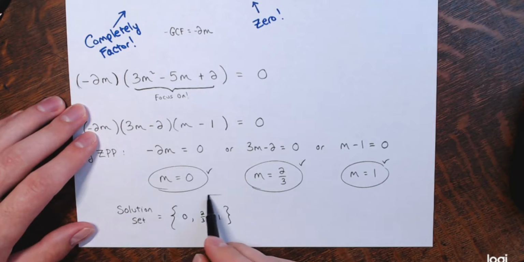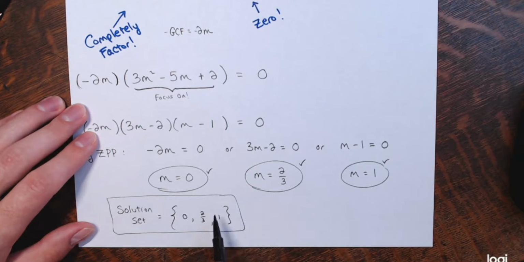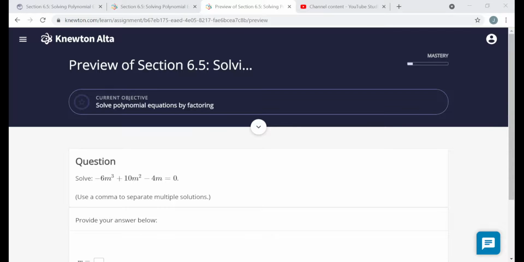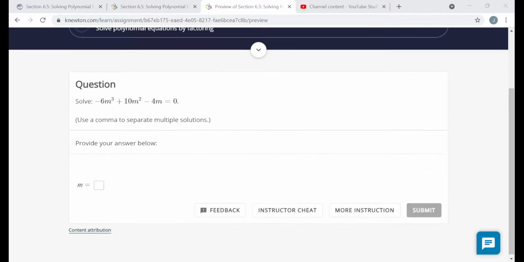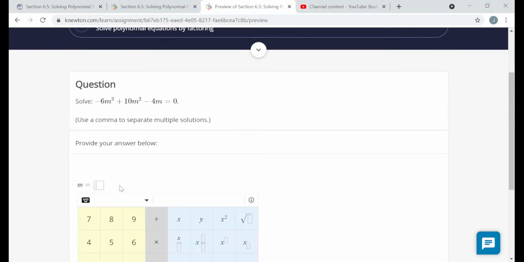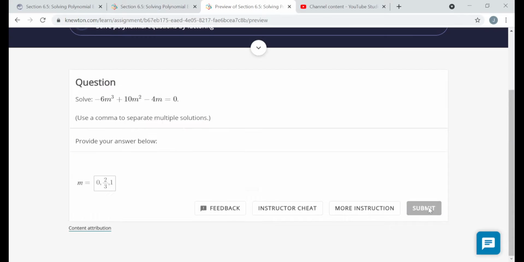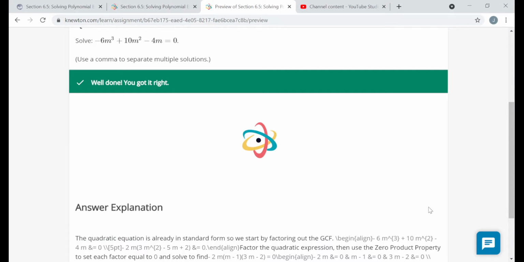And this is also equally valid. Now they're just having us enter the numbers with commas between them. Right, back here they're just saying use commas to separate multiple values. So we're not writing the set. Don't use the set braces. It just says m equals what? m equals 0 is a solution, 2/3 is a solution, and 1, right, with commas between each of them. Right, great.